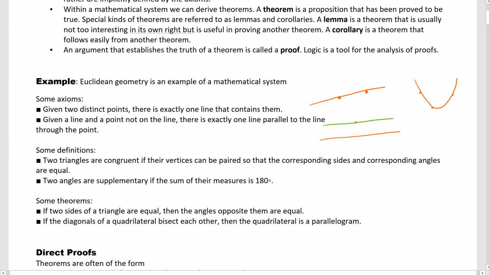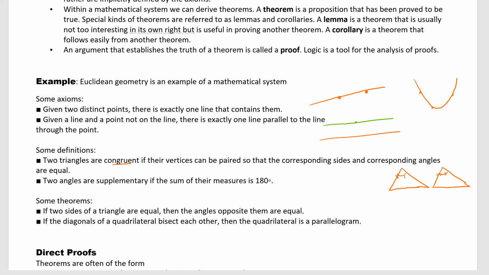Okay, and we have some definitions. Two triangles are congruent if their vertices can be paired so that the corresponding sides and the corresponding angles are equal. So we have two triangles. They are congruent if the corresponding sides and the corresponding angles for each of the pair are equal. Okay? So that's the definition of congruent.